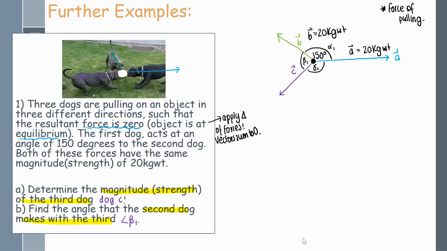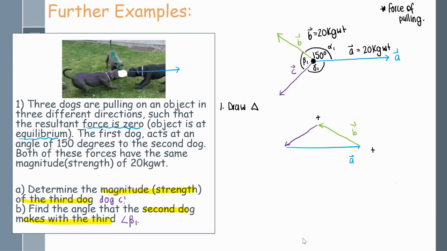To be able to do both of these things, I'm going to have to draw my triangle in. I'm going to start with vector A, then I'm going to add on vector B to the end of it, and then finally I'm going to add on vector C to the end of vector B. Notice here that they'll touch and create our triangle of forces. We can also add in that the magnitude of A is 20, the magnitude of B is also 20.